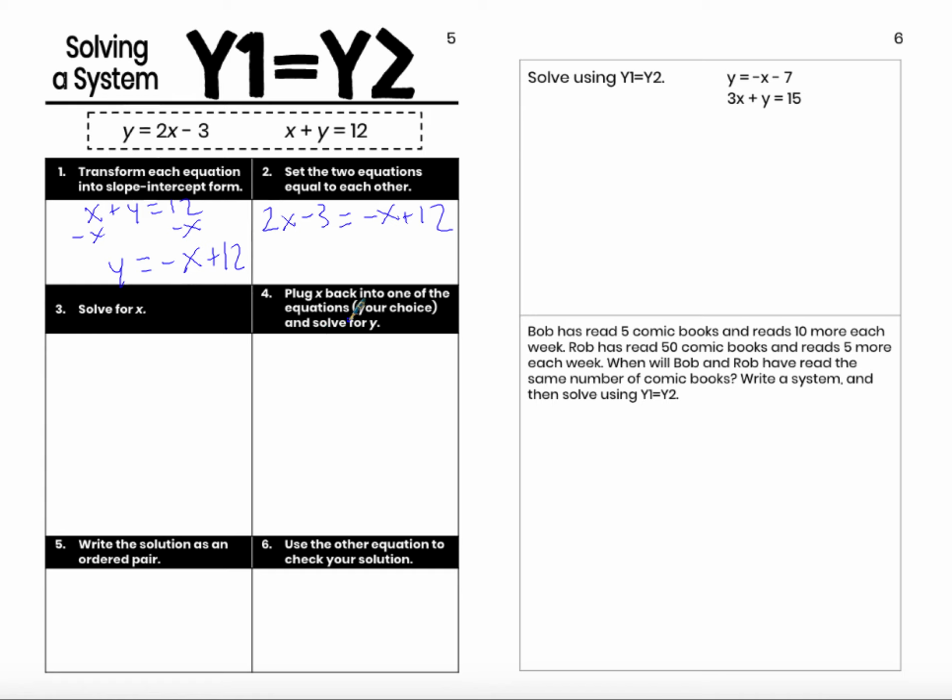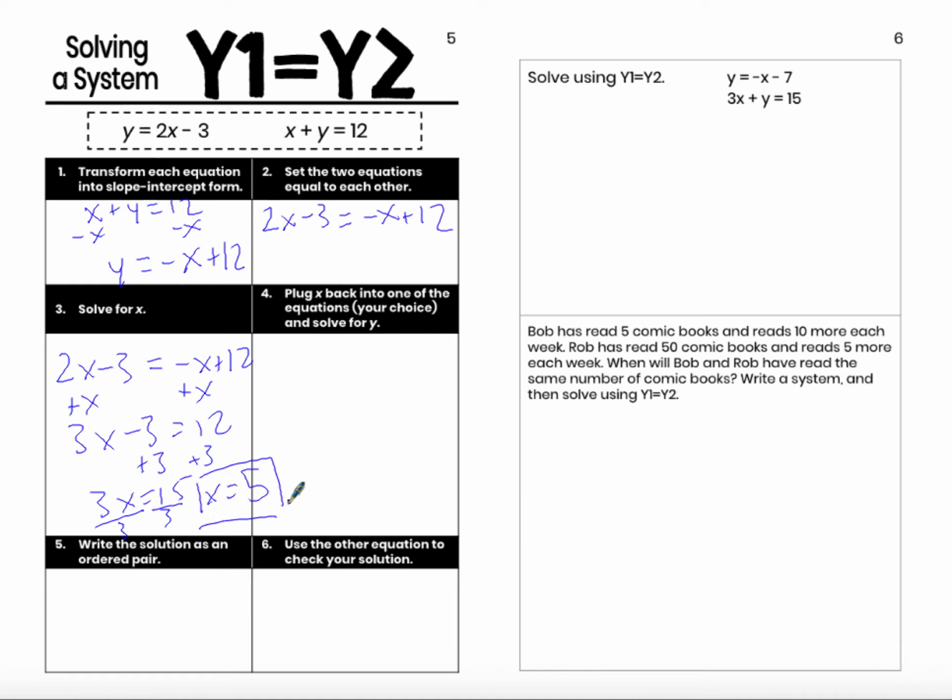I now have a simple equation in one variable, 2x minus 3, which is just the right-hand side of the first equation, equals negative x plus 12, again the right-hand side of the second equation. Solving this equation for x now. Add x to both sides of the equation. Add 3 to both sides of the equation. That means the x value of my solution is 5.